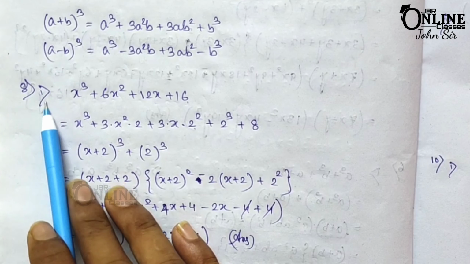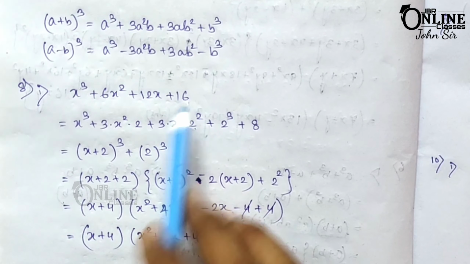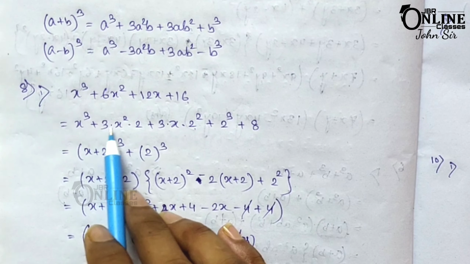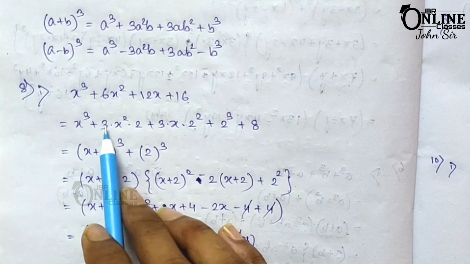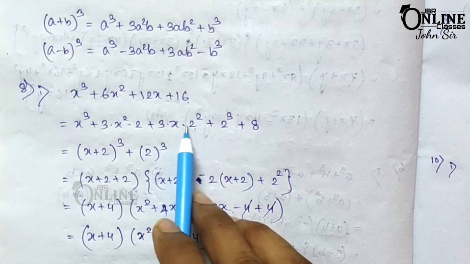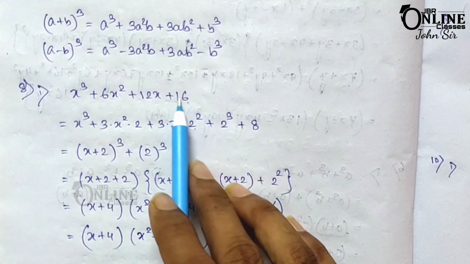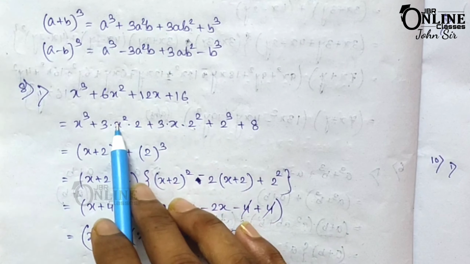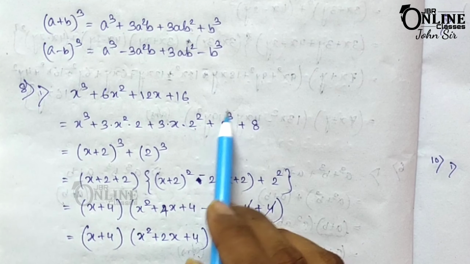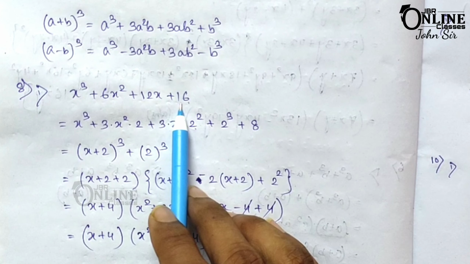So here sum number 8.1, x cube plus 6x square plus 12x plus 16. Here x cube and 6x square, you can write in this way: 3 into x square into 2, it becomes 6x square. After that 3 into x into 2 to the power square, 2 square means 4, so 4 into 3 becomes 12x. Last one 16. According to the formula, the last one is b cube, so write down here 2 cube. Now 2 cube means 8, and here 16, so 8 plus 8 becomes 16.